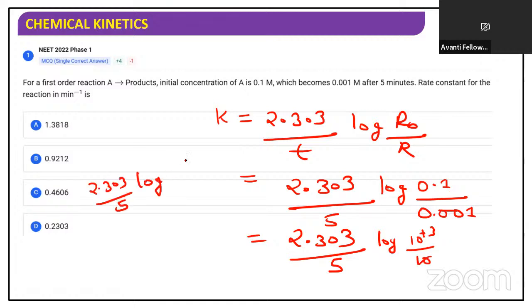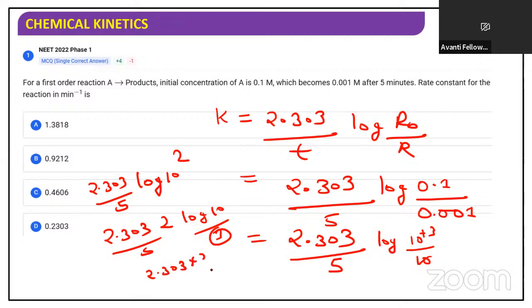Okay. log 10 raised to the power 2, that is 2 log 10. So this comes out to be 2.303 into 2 log 10. log 10 value is 1. What is the value of log 10? 1. So this is 2.303 into 2 divided by 5. This is correct. What will come, beta? Tell me quickly. What came? So the value comes out to be 0.9212. So B is the correct answer.